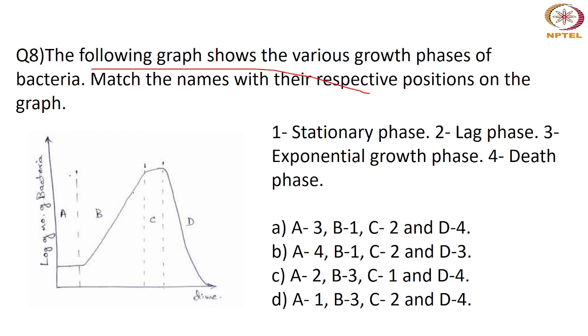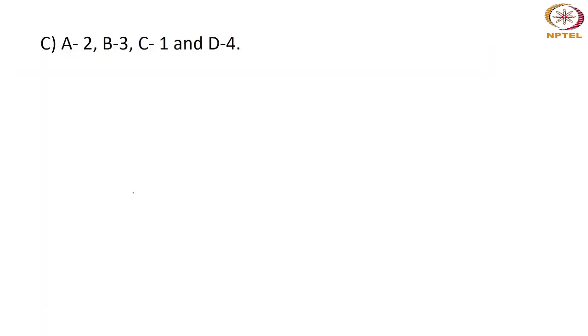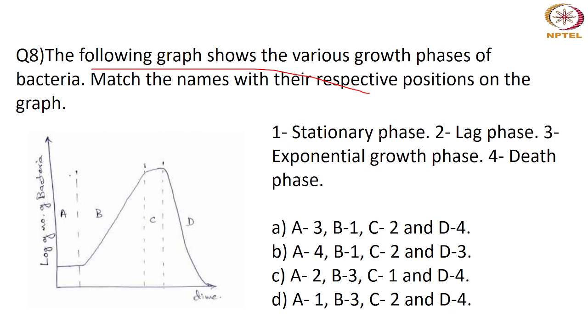Then we'll go for the solution. So C is the correct answer. Here you can see that first one will be the lag phase, then the second one will be the exponential growth phase, then your stationary phase we are getting, and then the death phase.